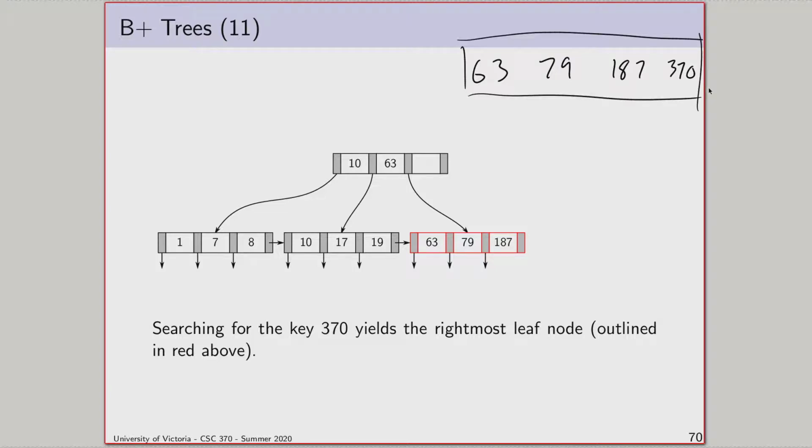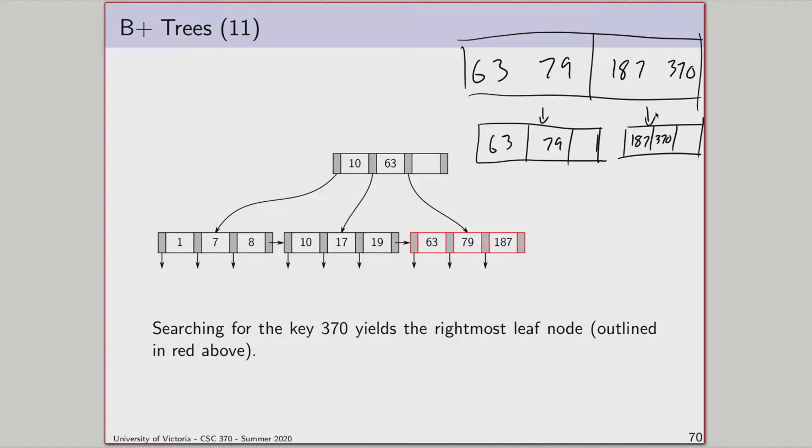So what I really want to do is first come up with what leaves I am left with, and I think what I should do is split it in half. I have 4 elements and I can only fit 3 in a node, so I'll split into 2 leaves. One will contain 63, 79, and then nothing, so it'll have 2 out of 3 positions occupied. And the other one will contain 187, 370, and nothing. Okay, so that means that I now have to have 2 things pointing in from above.